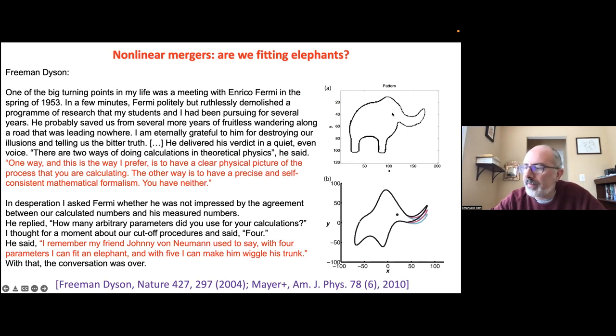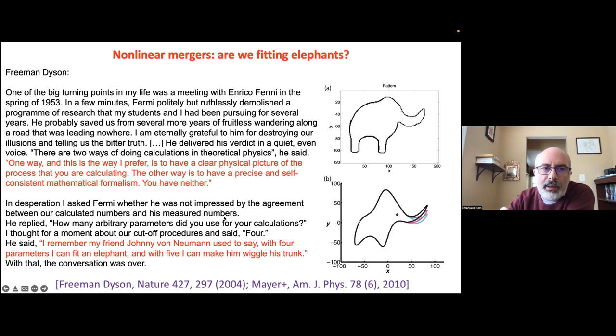And there was a very famous case of overfitting that was reported by Freeman Dyson in conversation with Enrico Fermi, when Dyson had a model for meson proton scattering back in the 50s, I believe, and he went to speak with Fermi, and Fermi told him that there's two ways of doing calculations in theoretical physics. One way is to have a clear physical picture of the process. The other way is to have a precise and self-consistent mathematical formalism, but you have neither.